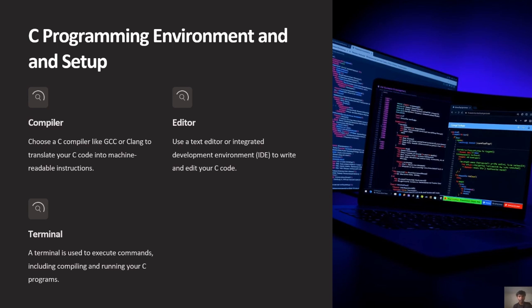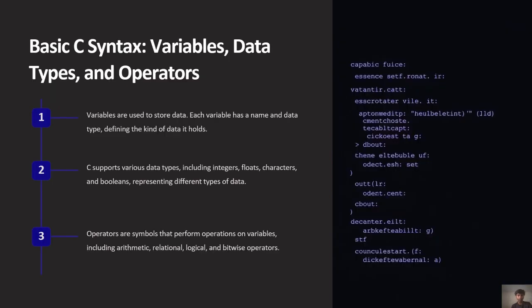Programming environment and setup. Compiler: choose a C compiler like GCC or Clang to translate your C code into machine readable instructions. Editor: use a text editor or integrated development environment to write and edit your C code. Terminal: a terminal is used to execute commands, including compiling and running your C programs.